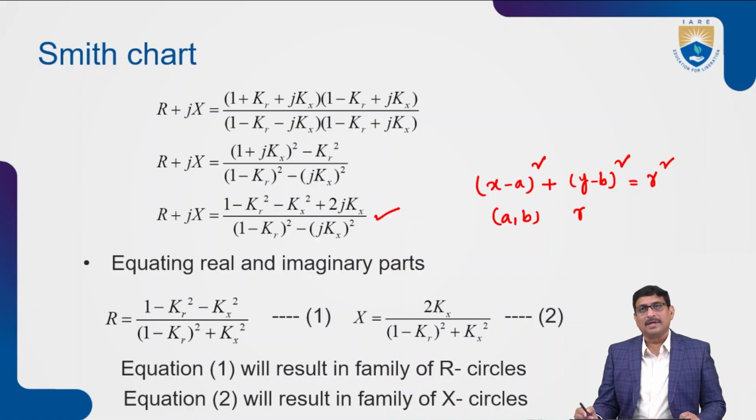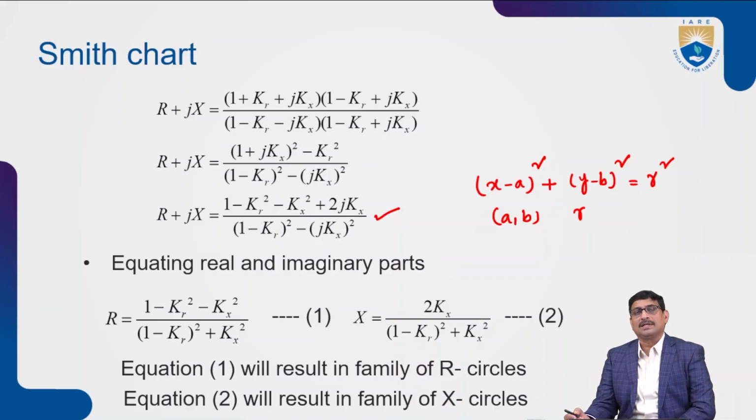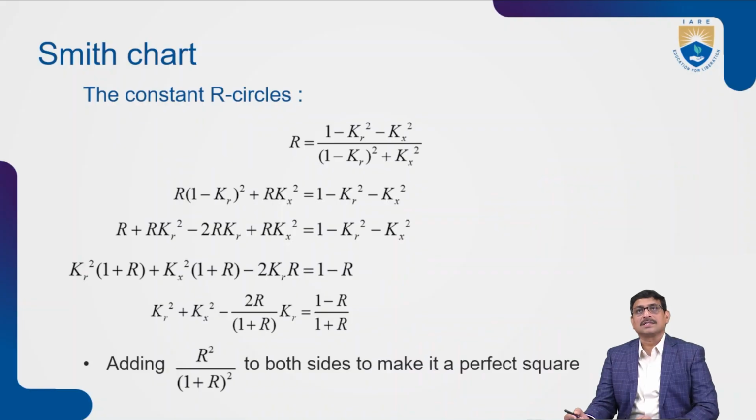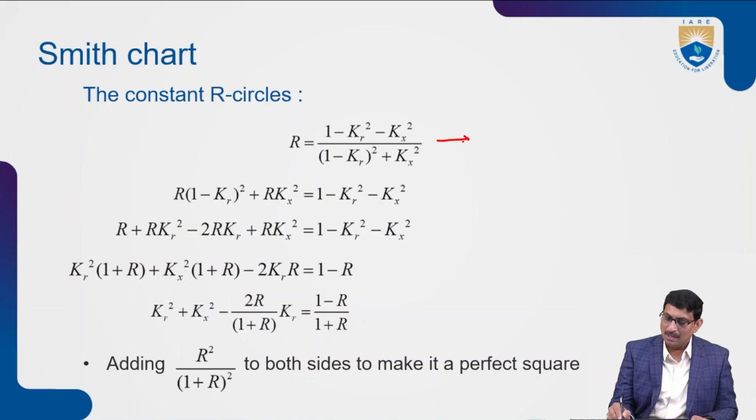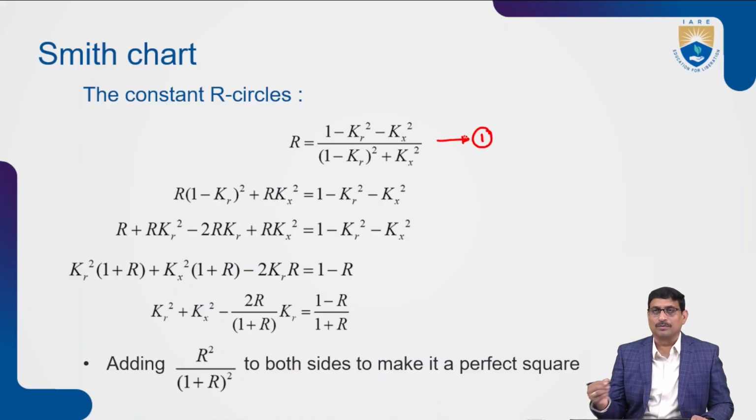So we want to put these equations in the standard form, like (k_r − something) squared plus (k_x − something) squared equal to some constant squared. Therefore, we'll consider equation 1 and equation 2 separately and put them in the form of circle equations. Let us first consider the constant R circles. We simplify equation 1 and put it in the general form of a circle equation.